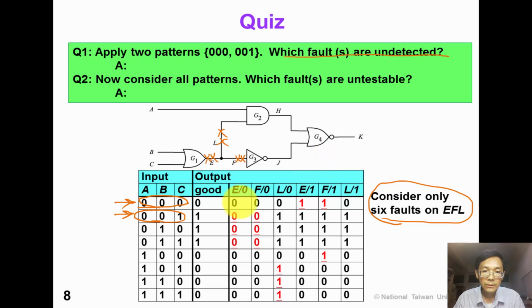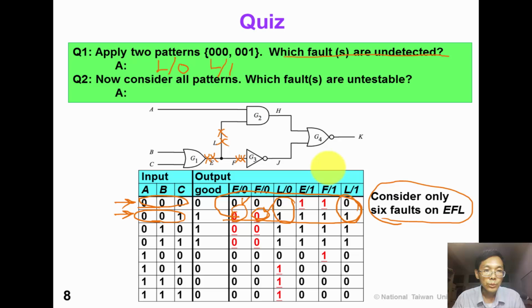Have you got it? From this table, we can see that E stuck at 0 is detected. F stuck at 0 is also detected. But L stuck at 0 and L stuck at 1 are not detected. So the answer is L stuck at 0 and L stuck at 1.